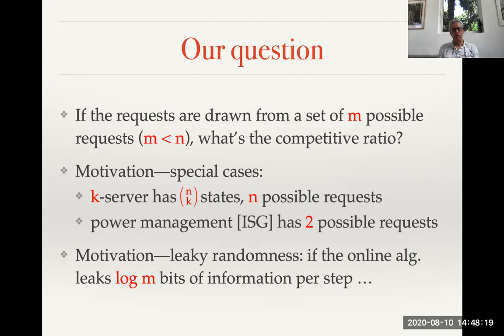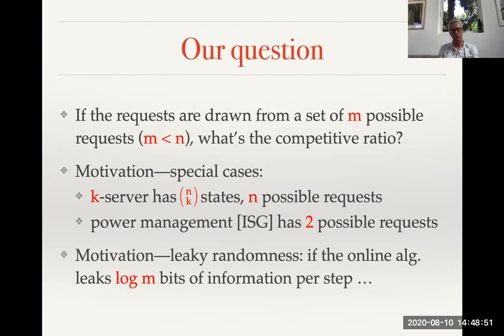So there are several motivations for this question. One of them is specific examples where there are far fewer requests than the number of states. For instance, the K-server problem is a specific manifestation of metrical task systems that has n choose k possible states, but only n possible requests.